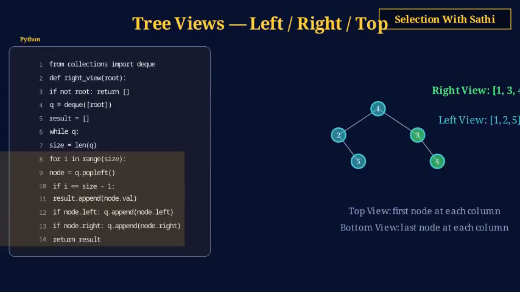Top view: use vertical order traversal and take the first node in each column. Bottom view: take the last node in each column. All 4 views use BFS. The difference is which node you pick per level or column. Time is O of n for all views.